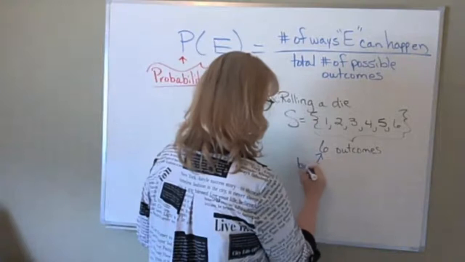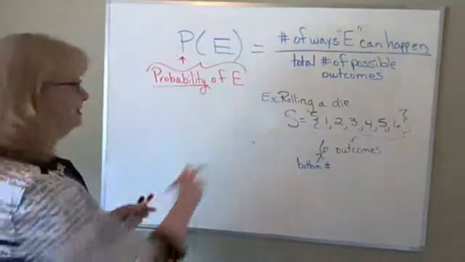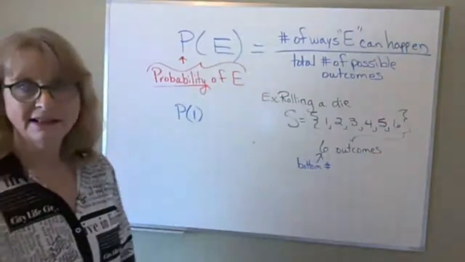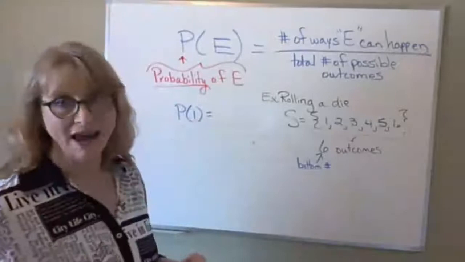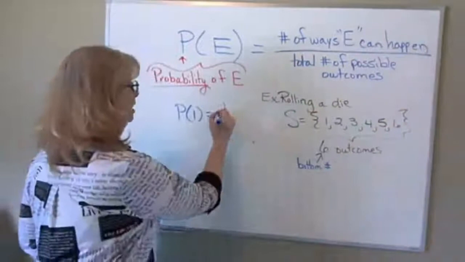Now I'm going to do some example probabilities with that experiment. So if I write this, probability of 1, then what I mean is if you roll that die, what's the probability you'll get a 1? Well, first I look through the sample space. I see how many 1s are there. How many ways can 1 happen out of these 6 possible? Well, there's only 1 1, so it can happen 1 way out of 6.